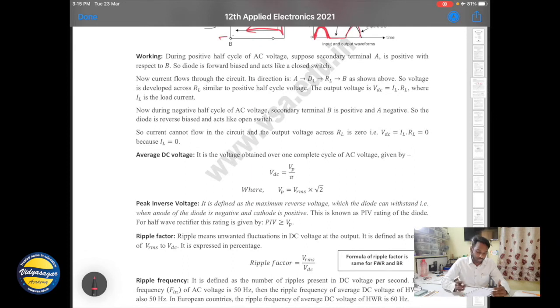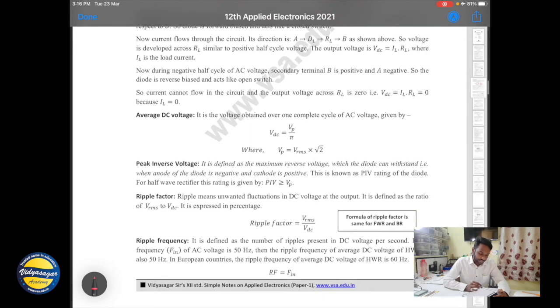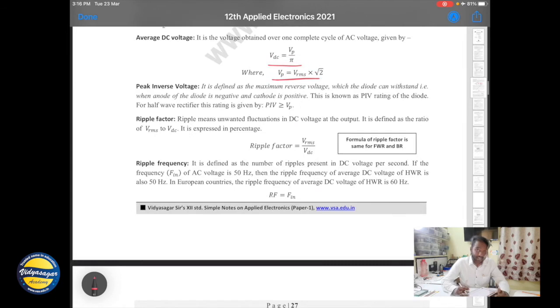Now, talking about some properties or characteristics of the half wave rectifier, the average DC voltage will be VDC equal to Vp upon pi. We'll have a separate tips lecture where I will tell you about this equation in brief. Now Vp is equal to Vrms into root 2. You need to note down these two formulas separately. At the end of this lesson, there is a chart in which all the formulas are given systematically in a tabulated manner.